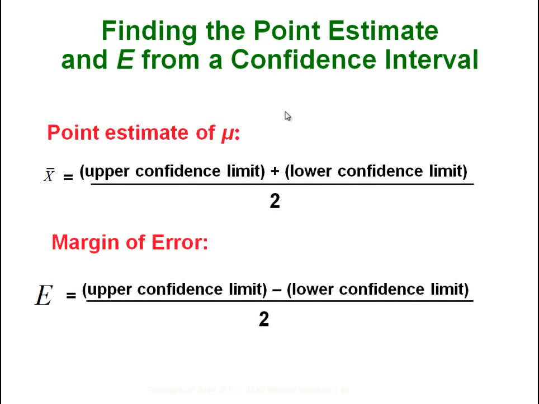Just like before, we can find our point estimate for the mean, mu, and we can figure out the margin of error just from our confidence interval. If we're given just a confidence interval, like if we run this in technology in our calculator and all it does is spit out a confidence interval for us, we can average those two numbers to get x bar, which is our best point estimate for mu, and we can take the difference of those two numbers and divide by 2 to get the margin of error, our E, the plus and minus thing that we're adding to each side of our x bar.